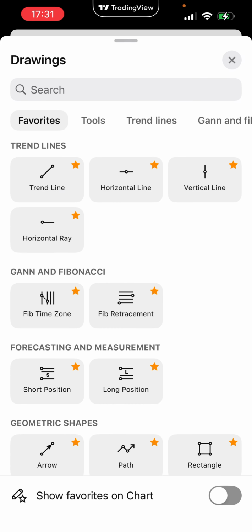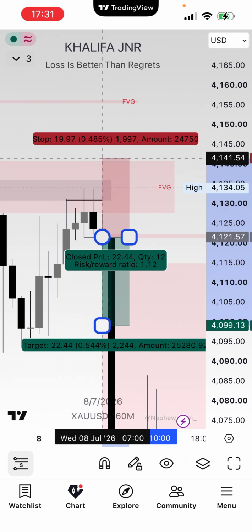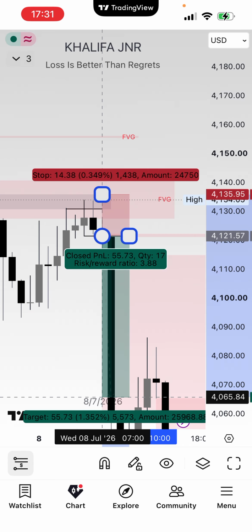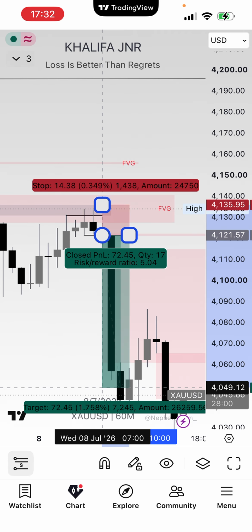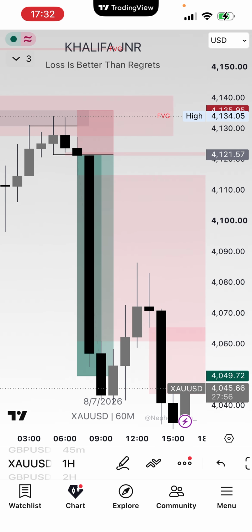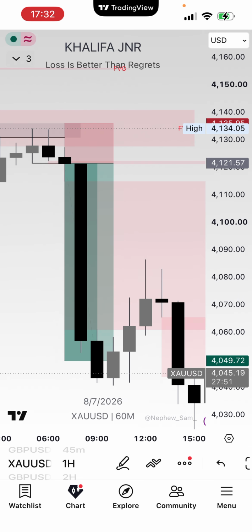I placed my position here, entered from here, stop loss above this high, targeted my 5R, and I got out of the trade. This is clean, easy stuff. This is how I got the entry. So easy.